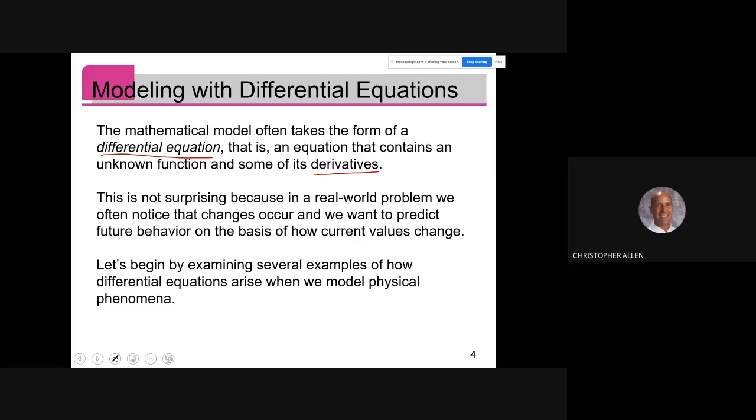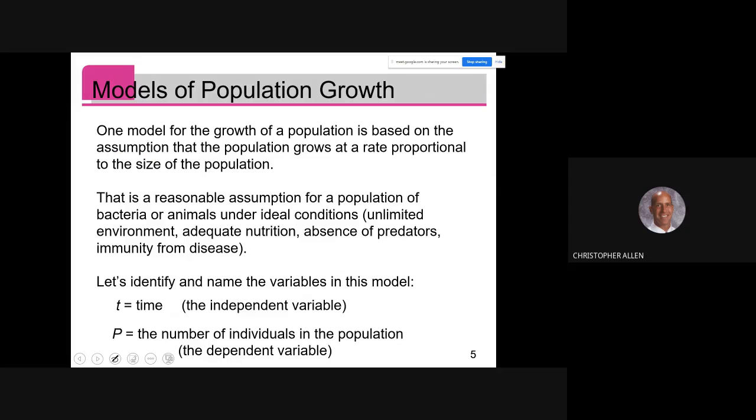Let's begin by looking at a few examples of differential equations that model physical phenomena. One such model would be the growth of a population, which is based on the assumption that a population grows at a rate proportional to the size of the population. In other words, the bigger the population is, the quicker it can grow. This is a reasonable assumption for a population of bacteria or animals under certain ideal conditions, and I'll underline the word unlimited here. So let's identify the name and the variables for this model.